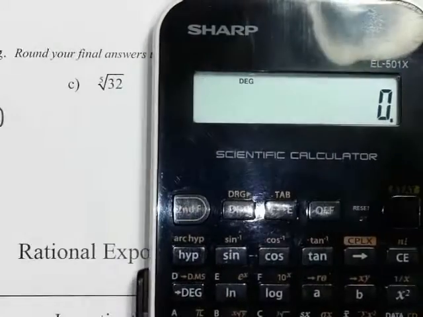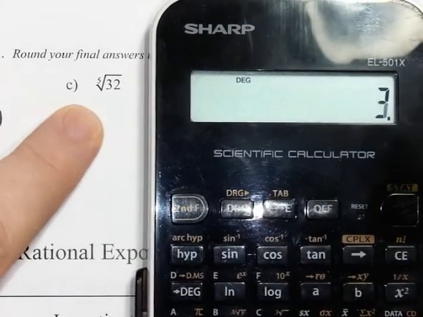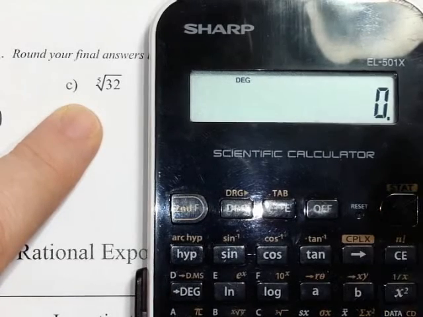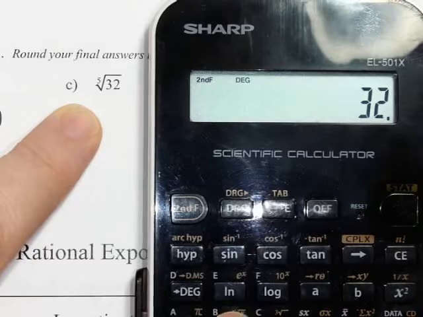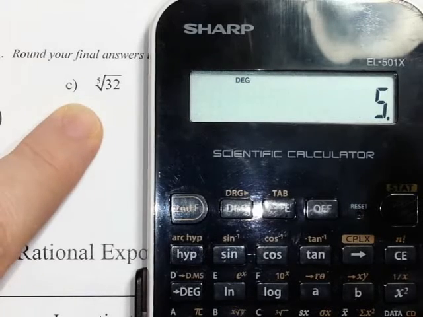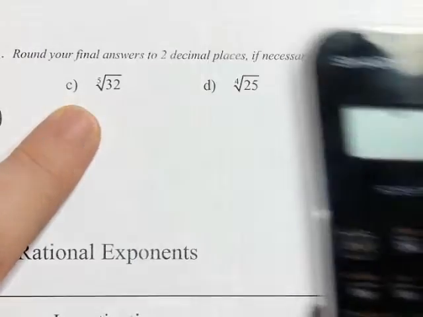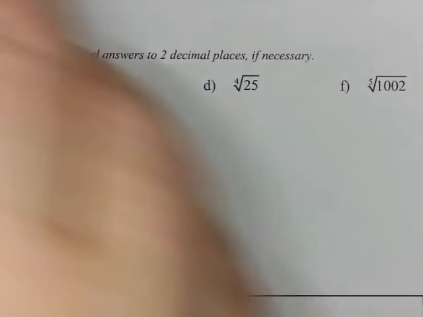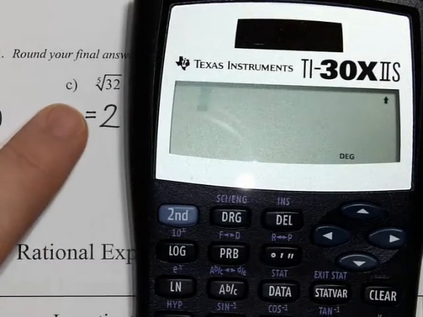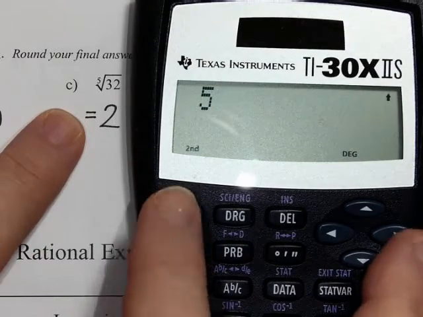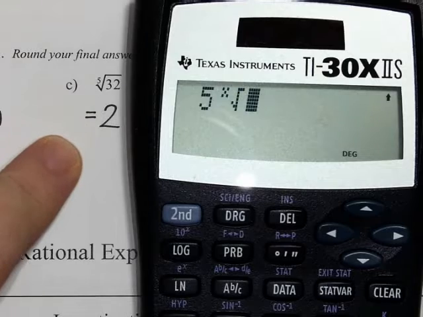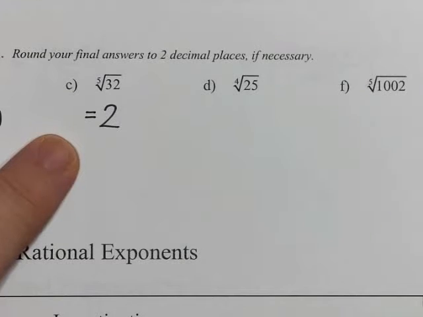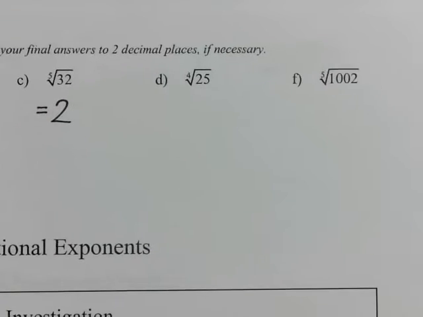All right, up next we have the fifth root of 32. I am going to do 32 on this calculator, then second, then my exponent button, and 5 equals, and I got 2. 2 to the power of 5 is 32. If I was using this calculator, I would put the 5 first, then second, then exponent, then 32 equals, and I got 2.